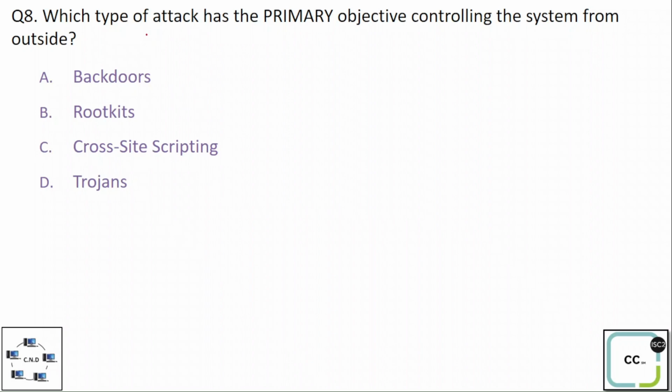Question number 8. Which type of attack has the primary objective of controlling the system from outside? And the options are option A, backdoors, option B, rootkits, option C, cross-site scripting, and option D, Trojans. And the correct option is option A, backdoors. So what are backdoors?